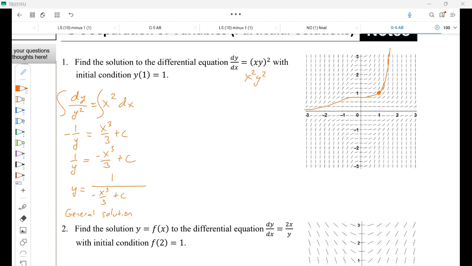Okay, next part. We just need to solve for that c value. So they're telling us that y of 1 is 1. So y of 1 is 1, and that is also 1 over negative 1/3 plus c.